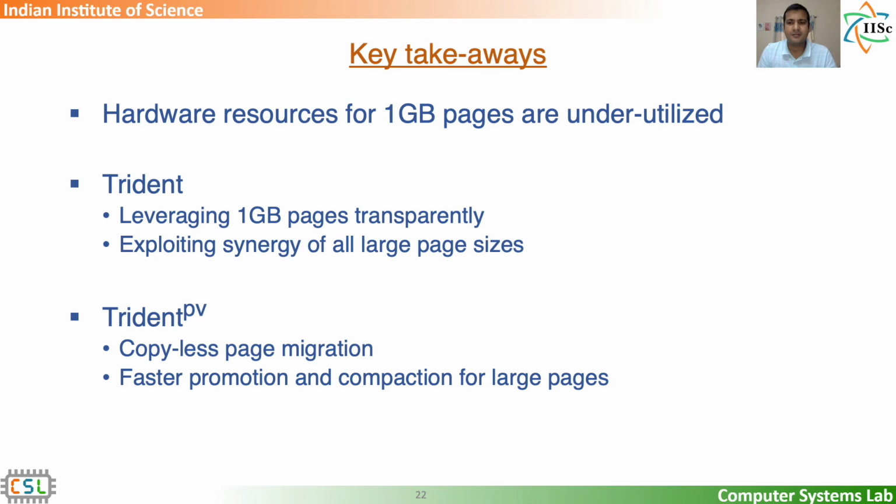In this talk, we looked at how the micro-architectural resources of 1 GB pages are being underutilized, even though they have been commercially available for a decade. We analyzed 1 GB pages to investigate their profitability and built Trident in Linux to exploit the synergy of all page sizes. We further optimized large page management for virtualized systems with copyless page migration. Trident comfortably outperforms existing state-of-the-art THP solutions that only focus on 2 MB large pages.